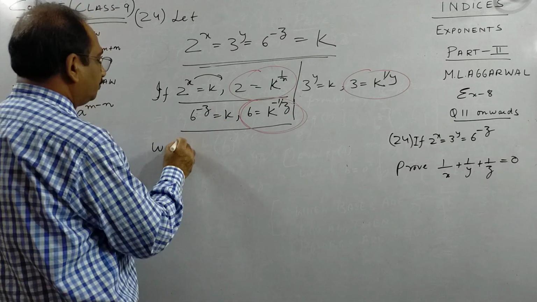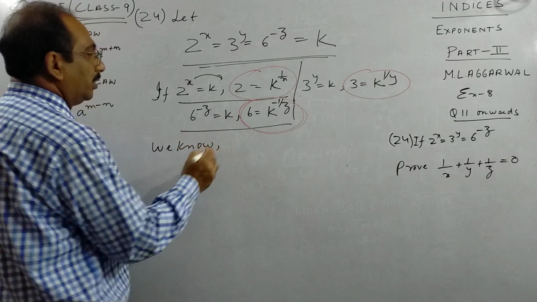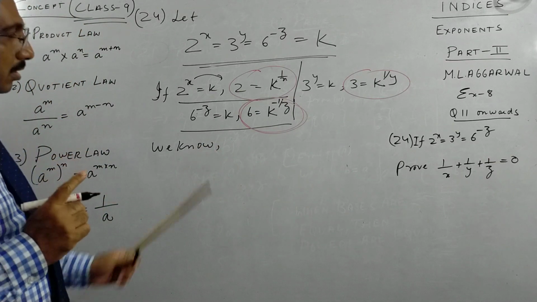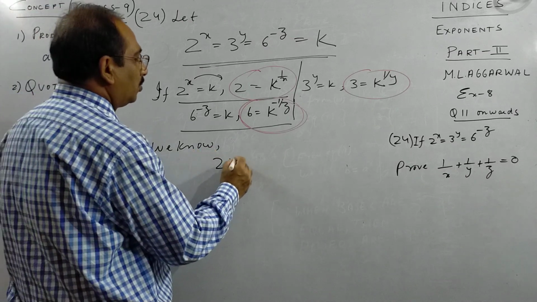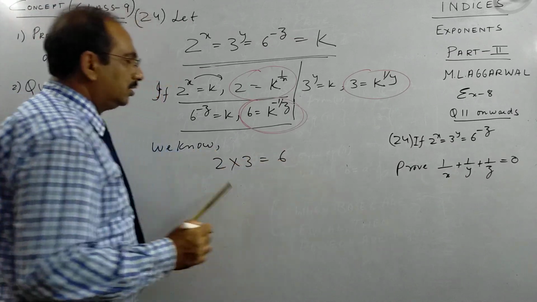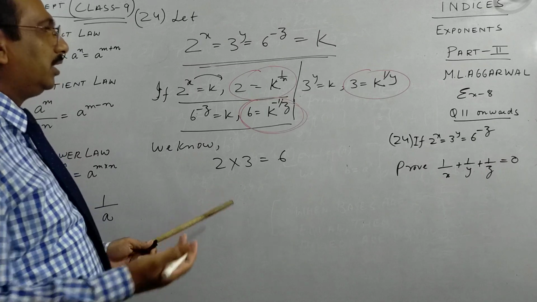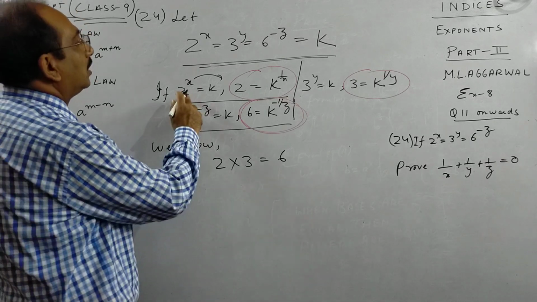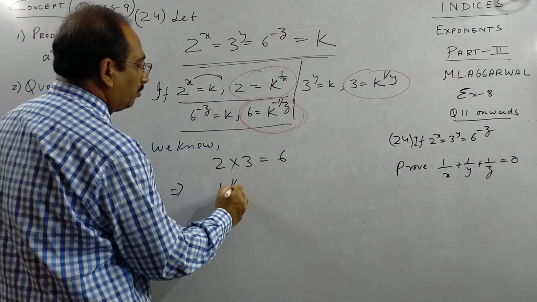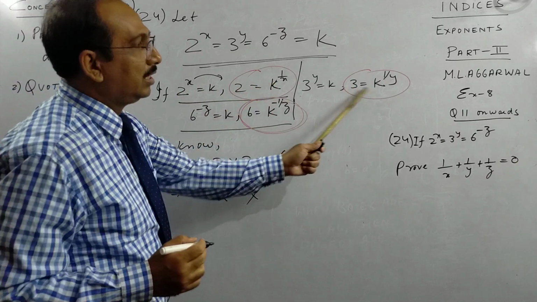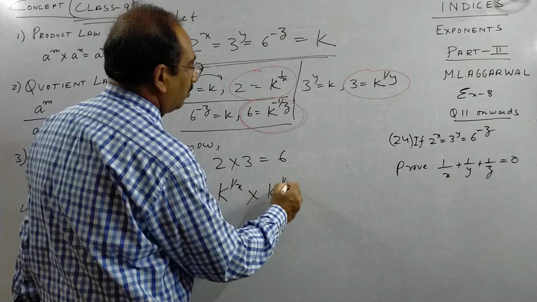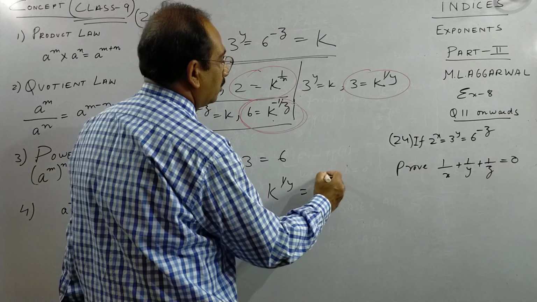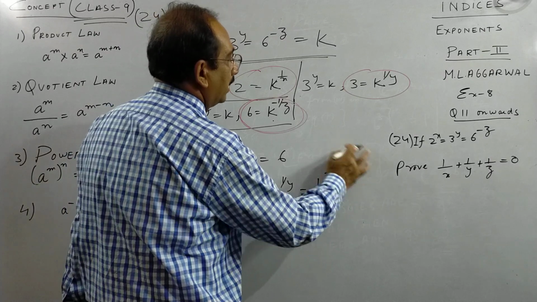Now you can see one solved example in the book, I think solved example number 8, very similar, very nice question. So we know 2 into 3 is 6. This is how we do, children. You will say, sir, we got it. So through practice, through experience, you will learn. What is 2, children? K to the power 1 by x. What is 3, children? K to the power 1 by y. What is 6? 6 is k to the power minus 1 by z.